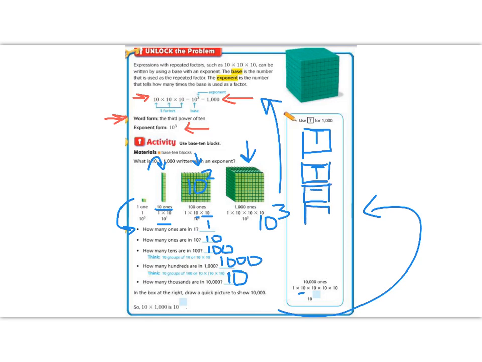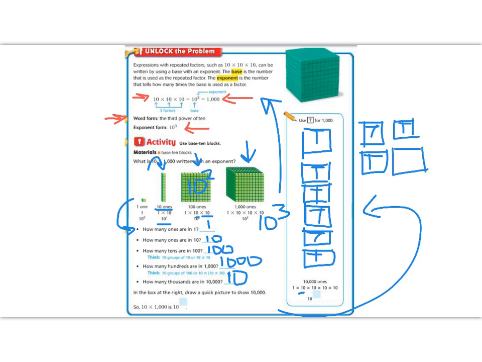3, 4, 5, 6. I'm going to keep going to the side. 7, 8, 9, 10. So instead of having to write that every time all the way out, that gets really long, I know that I have 10 times 10 times 10 times 10. So I'm going to call that 10 to the 4th because I have 10 4 times.